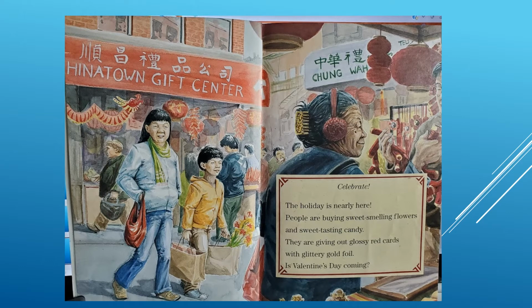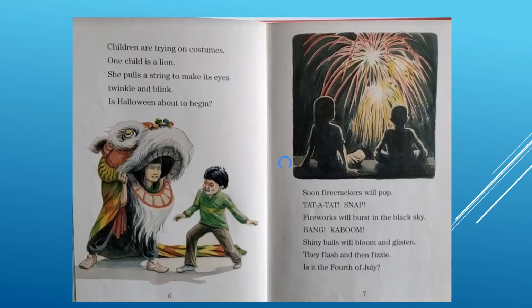Celebrate! The holiday is nearly here. People are buying sweet-smelling flowers and sweet-tasting candy. They are giving out glossy red cards with glittery gold foil. Is Valentine's Day coming? Children are trying on costumes. One child is a lion. She pulls a string to make its eyes twinkle and blink. Is Halloween about to begin?